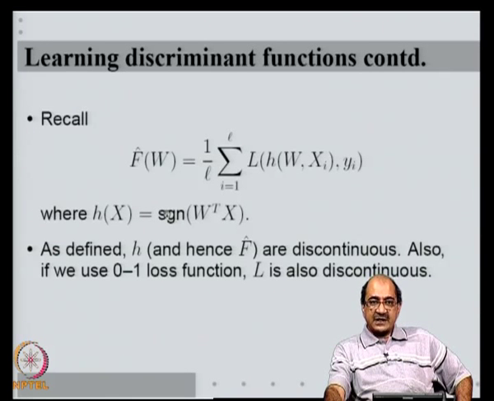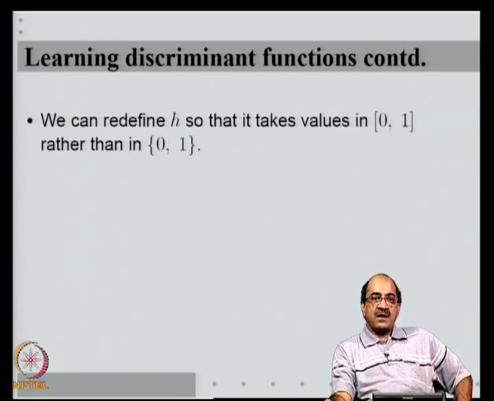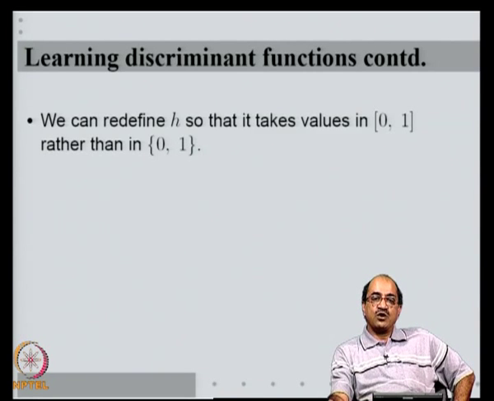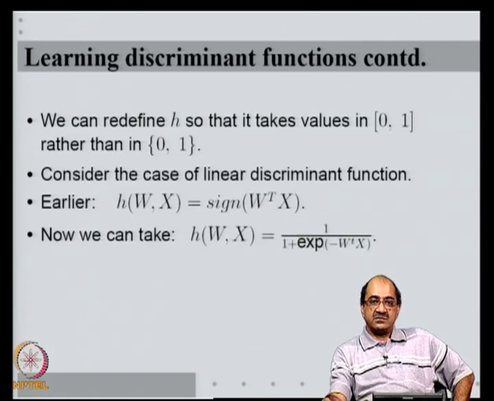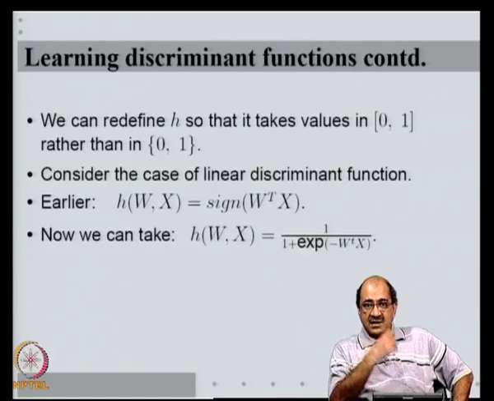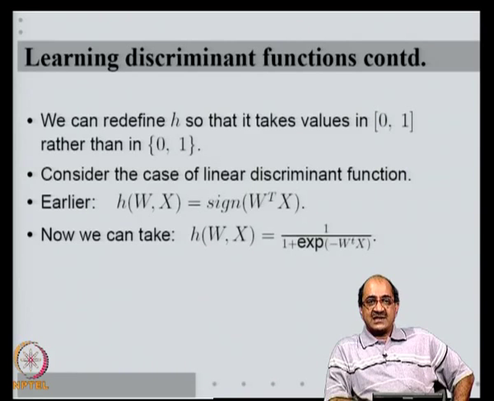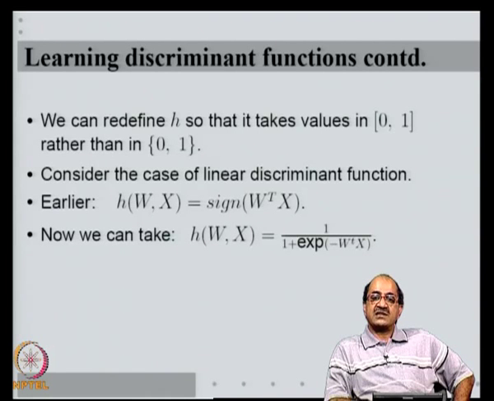Well, we can get around this problem by changing both our H and L so that they become differentiable. We redefine H so that instead of taking values 0 and 1 only, H takes values in the interval [0, 1]. For example, earlier we said H(W, x) is the sign of W transpose x. Now, instead of the sign of W transpose x, we say H(W, x) is 1 by 1 plus exponential minus W transpose x. How does this function look?